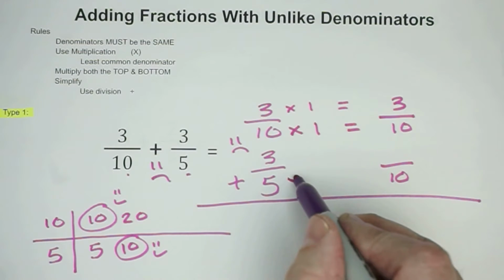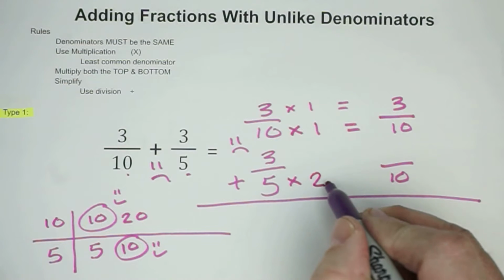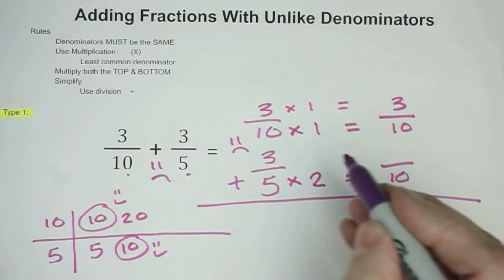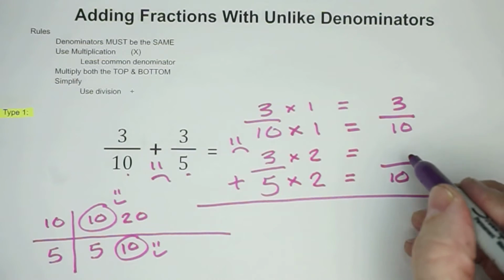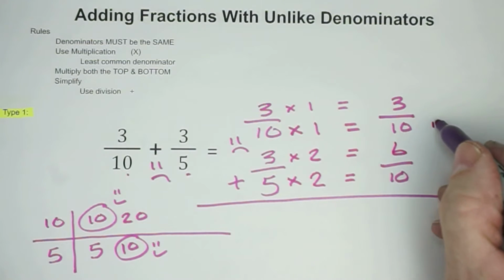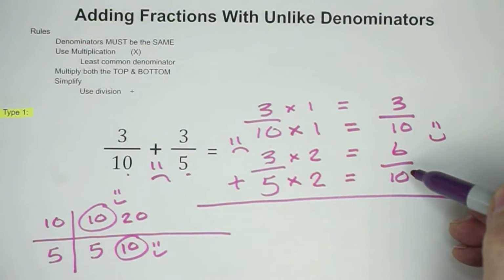Now, our fifths, remember, we are also multiplying, but this time we were multiplying by 1, 2. So 5 times 2 is where we got our 10, right? Whatever we do on the bottom, you do on the top. So 3 times 2 is 6. And now we're happy, right? Because we have tenths and tenths. We have a common denominator.